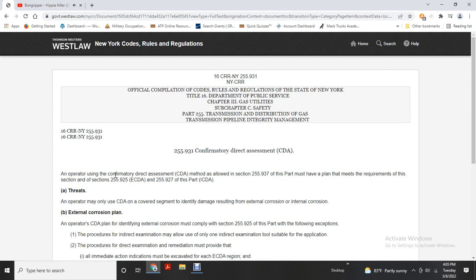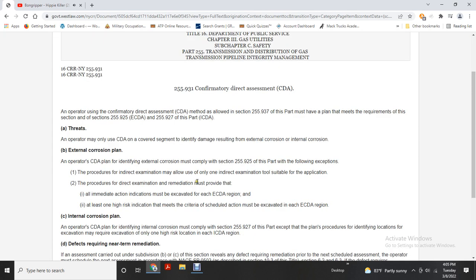Confirmatory direct assessment. An operator using the confirmatory direct assessment method under section 192.937 of this part must comply with the requirements of section 192.925 for external corrosion direct assessment and section 192.927 for internal corrosion direct assessment. The operator may use confirmatory direct assessment on covered segments identified as susceptible to damage as a result of external corrosion or internal corrosion.